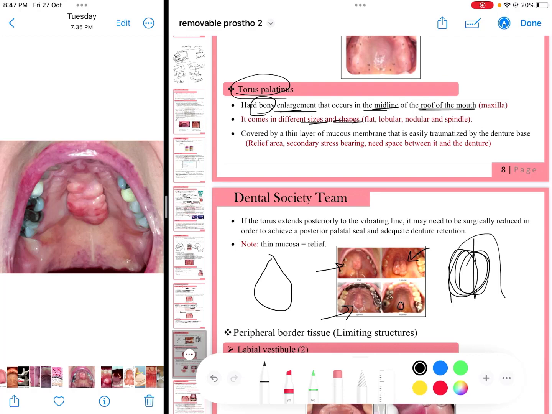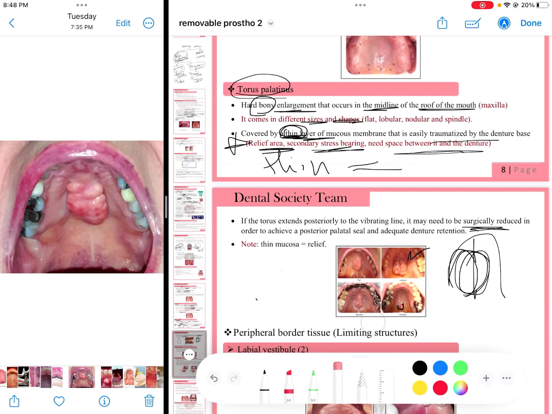It is covered, and this is the important part, by a thin layer of mucosa. I told you, when you see thin, what are you going to do? Relief. It is traumatized easily, so it needs relief. It's a secondary stress bearing area. It needs space. It needs relief. If the torus is very big and extends far posterior, we have to remove it. We have to do surgical reduction to achieve the posterior palatal seal and retention.